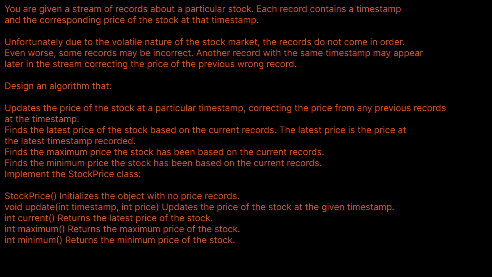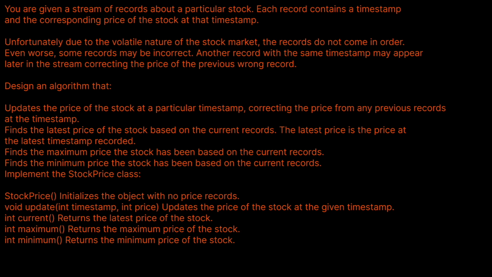Finds the maximum price of the stock based on the current records, finds the minimum price of the stock based on the current records, and we want to do this implementing the stock price class, which is going to initialize itself by calling stock price, and it's going to have an update function which returns void, which takes a timestamp integer and an integer price and updates the price of the stock at the given timestamp. We'll also have a current method which returns an integer, which is the current latest price of the stock.